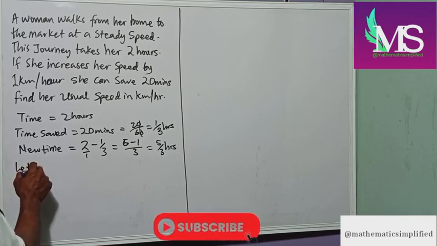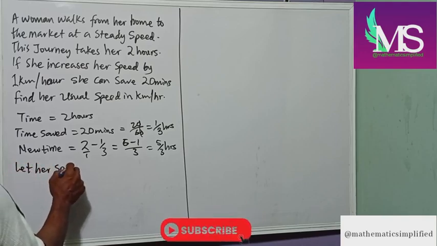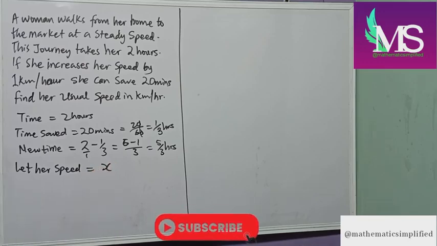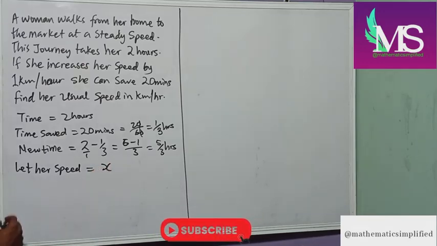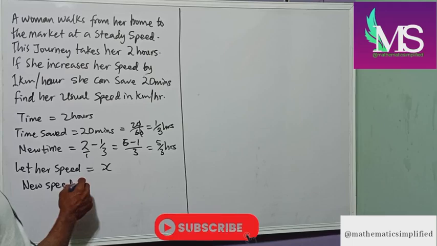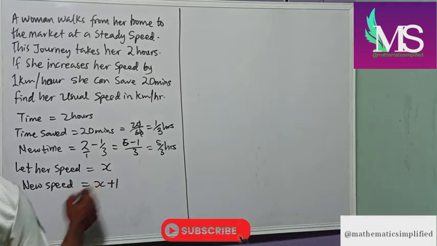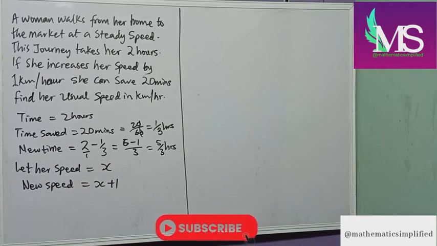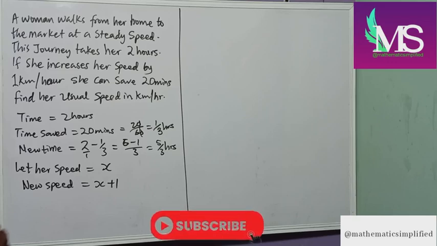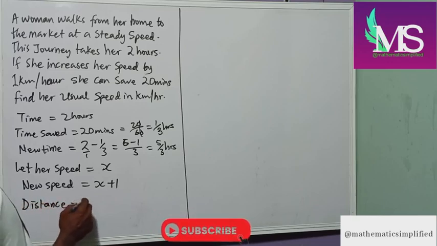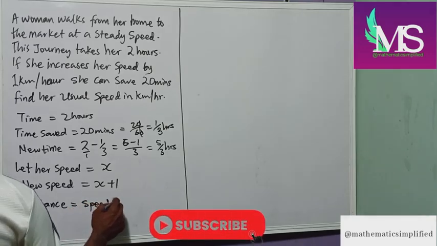Let her speed equal x. Okay, if her speed is x, now her new speed is x plus 1, since it says it increased by 1 kilometer. Then let's find out the distance. We know that distance equals speed times time.